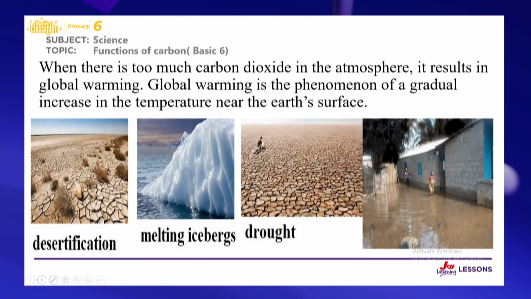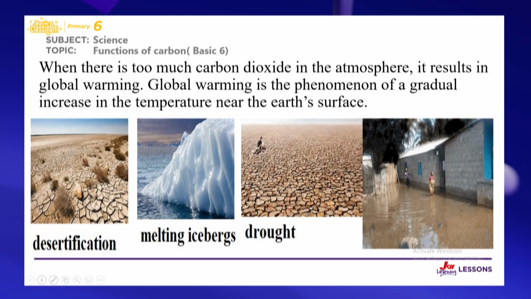Now, when there's too much carbon dioxide in the atmosphere, it results in global warming. When we talk of global warming, it's the phenomenon of gradual increase in temperature in the atmosphere near the Earth's surface. So when the temperature of the Earth increases, what you have is global warming. So the surface, the atmosphere becomes warm.